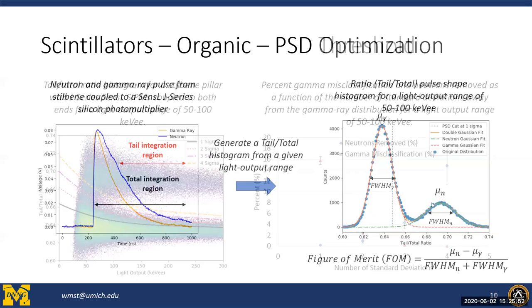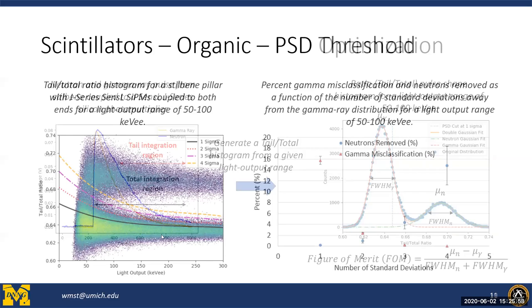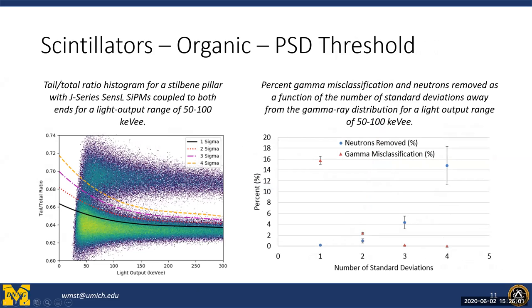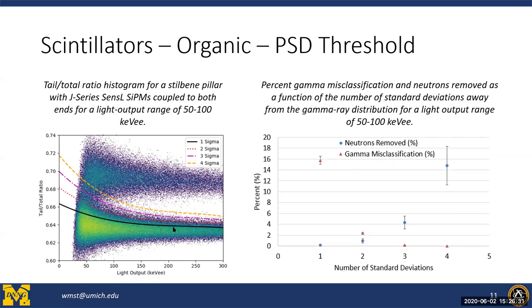So if we take this plot, which is just a histogram of the tail versus total ratio, and we plot that as a function of light output, and this is pseudo energy. And like I said, on the next slide, we'll talk more in detail about why this is pseudo energy for this analysis. We can see that we have our gamma ray distribution here. This is the lower tail versus total ratio. And then we have our neutron ratio here. If we take slices from, let's say, 50 to 100 keVee in these ranges here, we can see that these distributions are approximately Gaussian in shape, such that we can set thresholds for our discriminations based off of the Gaussian distributions.